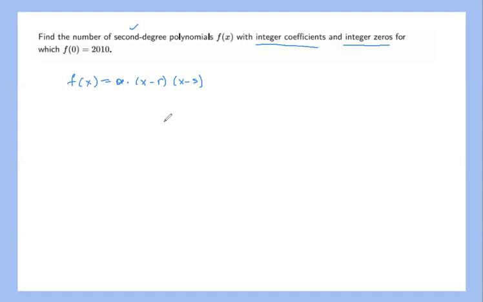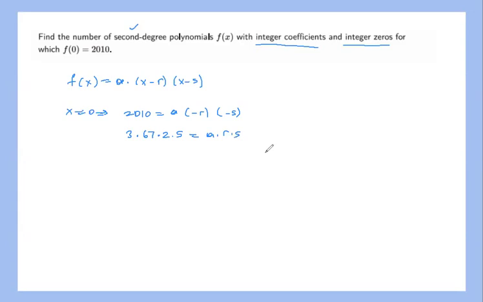And what we are also given is f of 0 is 2010. So if I plug in x is 0, then I should be getting 2010 equals a times negative r times negative s. So that means 2010 is 201 times 10, and 201 is divisible by 3. So 3 times 67 times 2 times 5 equals, negative and negative is positive, a times r times s.